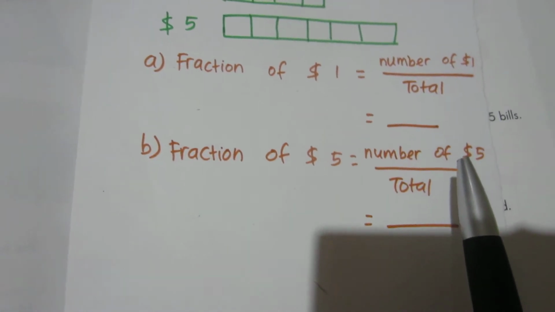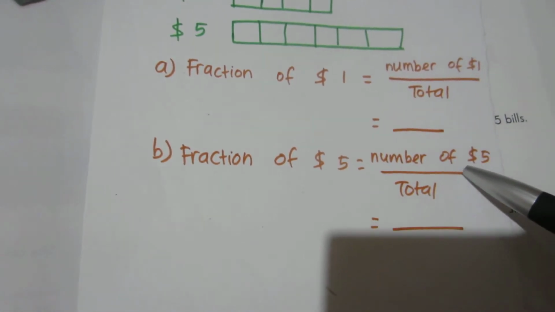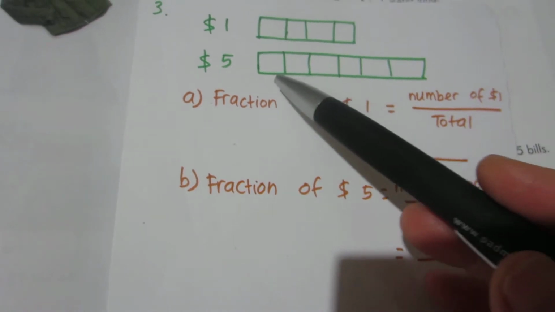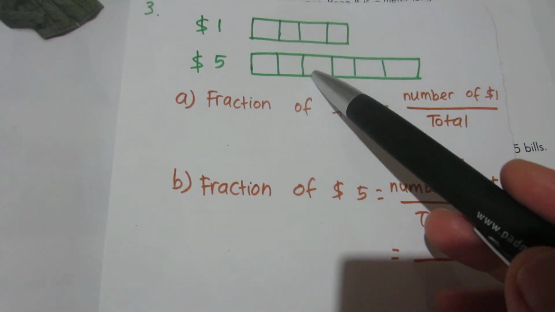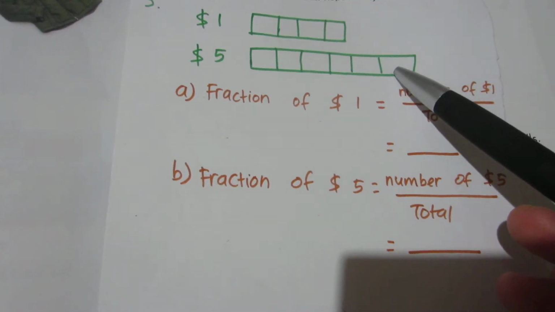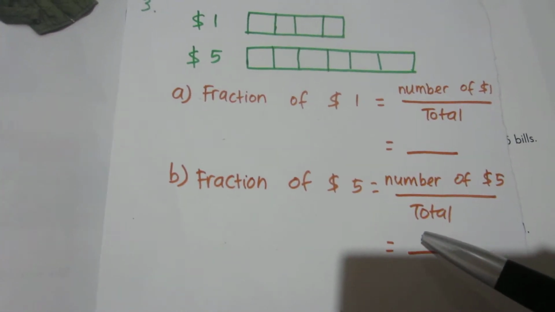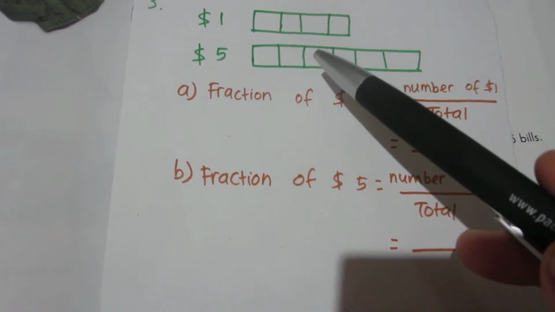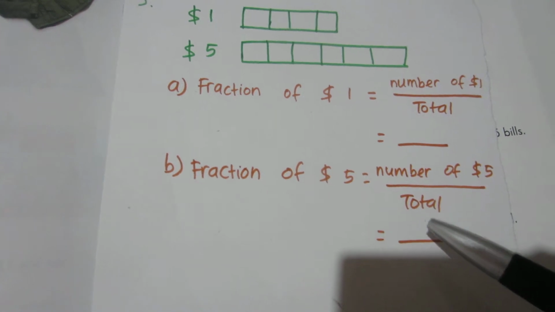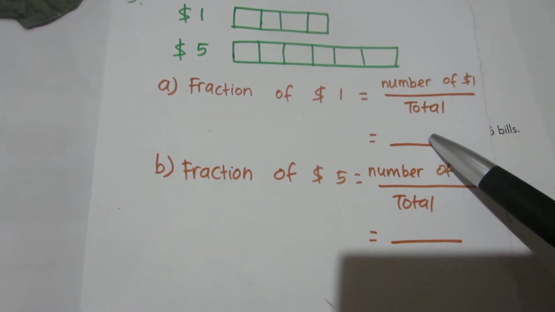And the fraction of $5 is the number of the $5. How many $5 do we have? 1 2 3 4 5 6. We have 6 over, what is the total number? 4 plus 6 is 10. So 6/10. Please simplify both A and B.